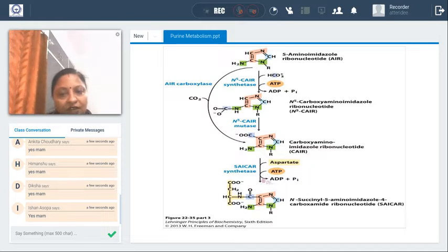Then, in the presence of the synthetase enzyme, aspartate is incorporated and ATP is essential for this process. ATP converts into ADP plus inorganic phosphate. We get N-succinyl 5-aminoimidazole 4-carboxamide. Here carboxamide means CO2 is incorporated in the ribonucleotide, that is SAICAR. It means this whole process combines with aspartate.